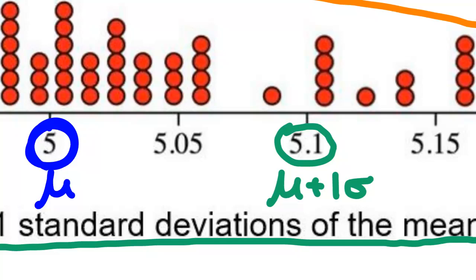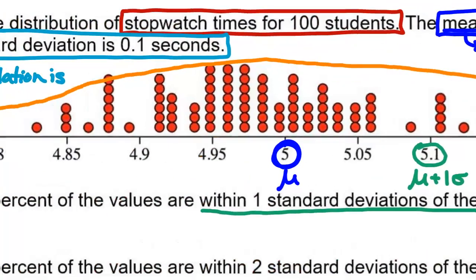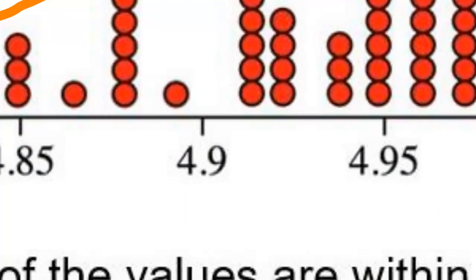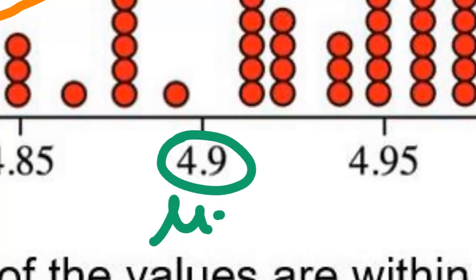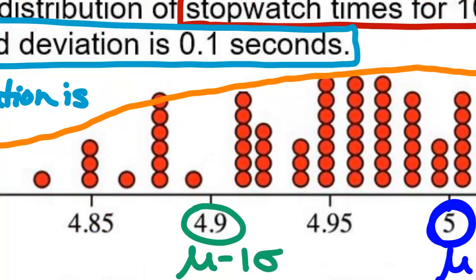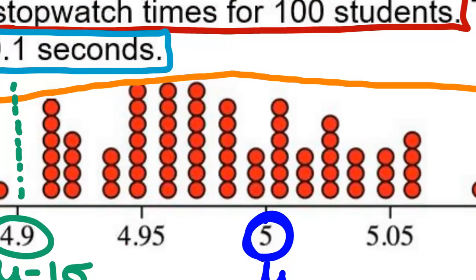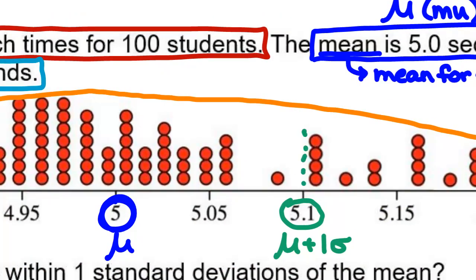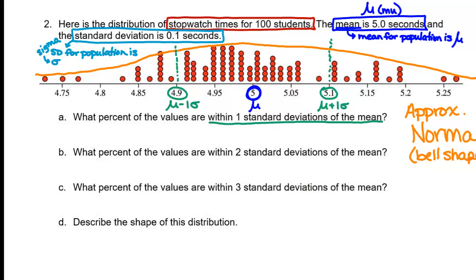What about going on the other side of the mean? Where would I go? What would be 1 standard deviation away on the other side? 4.9. This is my mean minus 1 standard deviation. So I want you to look between those. I want you to figure out how many dots there are in between those 2 green fences.